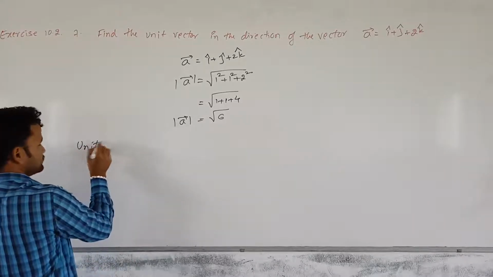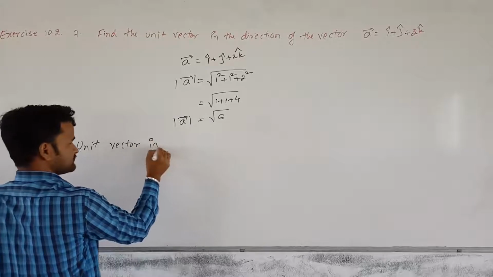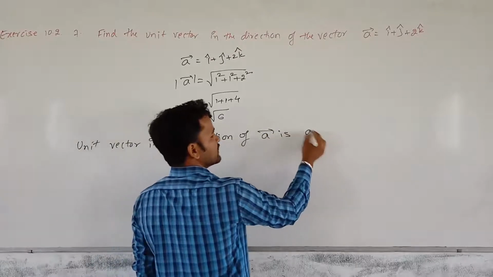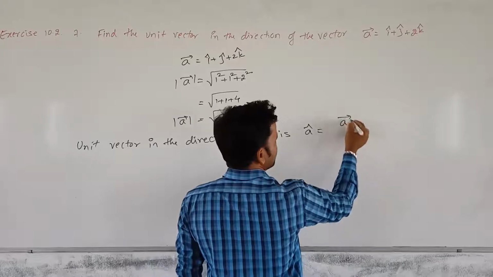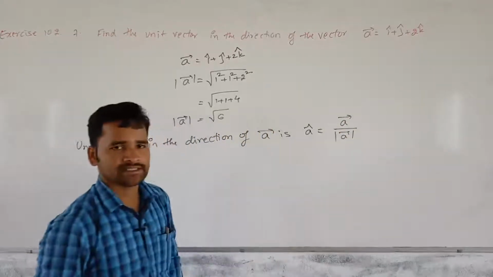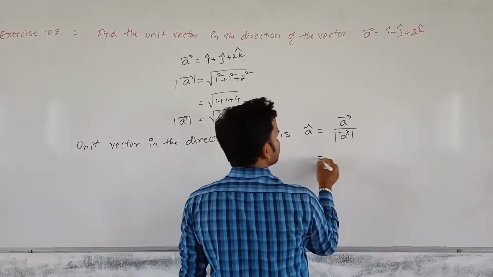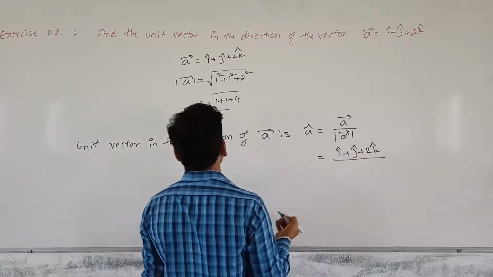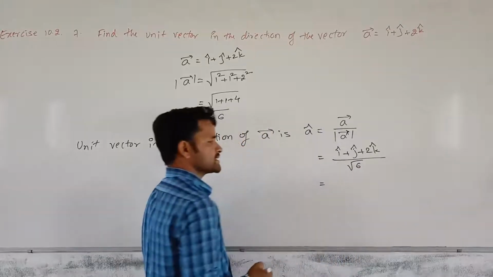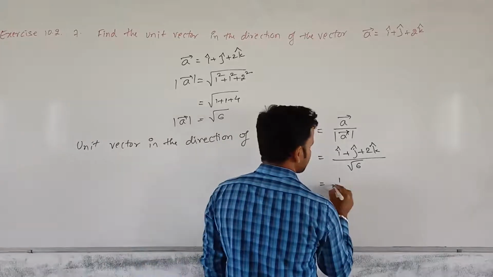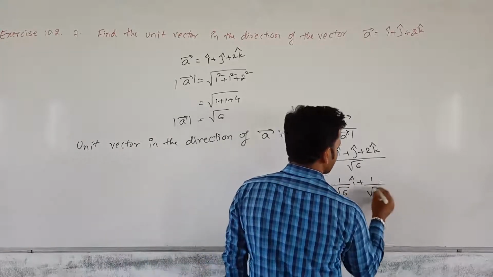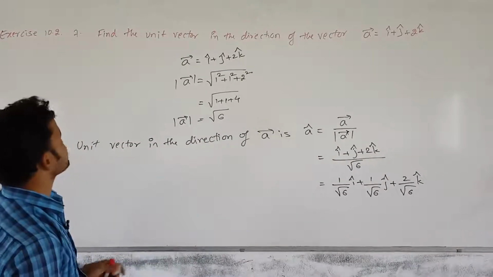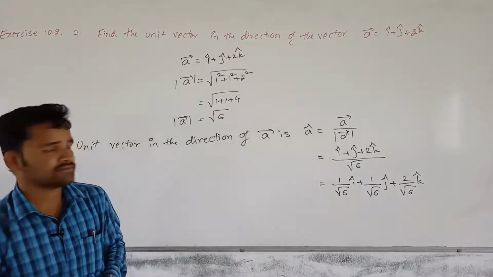Now, we know that unit vector in the direction of vector A is A cap. A cap is equal to vector A divided by magnitude of vector A. This is a standard formula, we know it. Now, vector A, you write, that is i plus j plus 2k divided by magnitude of vector A, square root of 6. This square root of 6 will get divided to all the terms. Here we have 1 by root 6 into i cap plus 1 by root 6 into j cap plus 2 by root 6 into k cap. What is this? This is unit vector in the direction of the given vector.